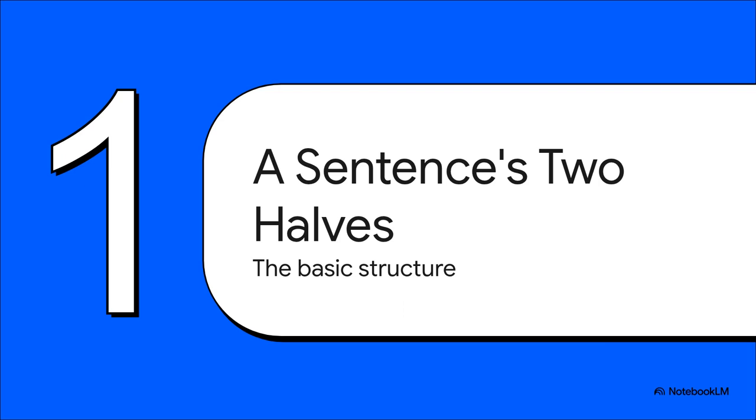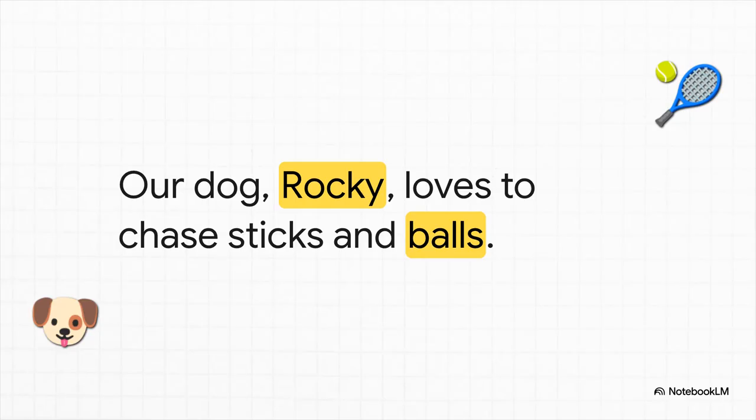At its core, every single complete thought, every statement you make, is built from just two essential halves. You can kind of think of it like a perfectly balanced scale. You absolutely need both sides for it to stand up. So, we're going to use this simple sentence as our guide for this whole thing. It's clear, it's direct, and believe it or not, it holds the entire secret we're about to unpack. Our dog Rocky loves to chase sticks and balls.